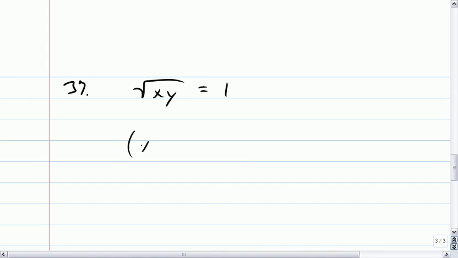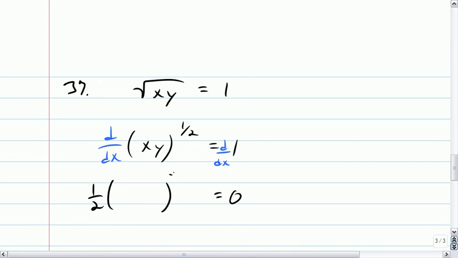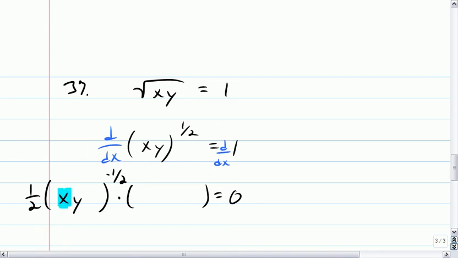So I've got xy to the 1/2 equals 1. If I take the derivative of both sides with respect to x, the right side turns into 0. The left side, let's see, I got 1/2 times something to the negative 1/2. What's going to go in the middle there is just xy. And then I got to multiply by the derivative of the inner function. Well, what's the derivative of x times y with respect to x? That's going to be a product rule. You have the product of two functions, x and y.